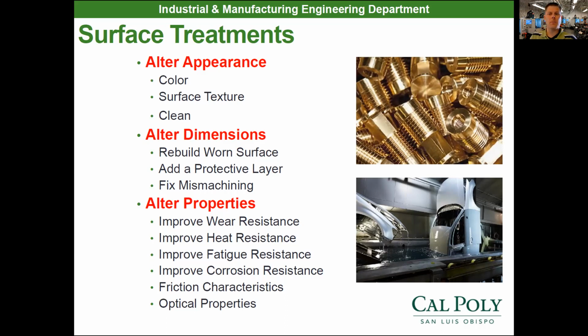And then last but not least, it's going to alter the properties, right? So they either alter appearance, dimension, or properties. Sometimes it does all 3 with one surface treatment. But you can maybe improve the wear resistance. Maybe parts slide with other parts, and you want to add maybe a hard anodize to the top surface, so it's not going to gall up the aluminum.